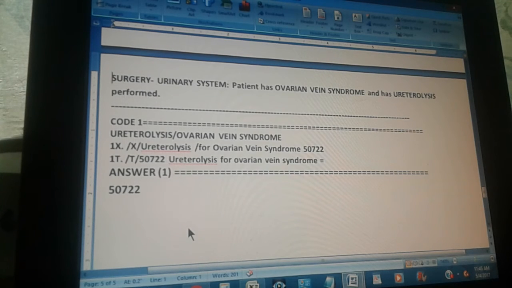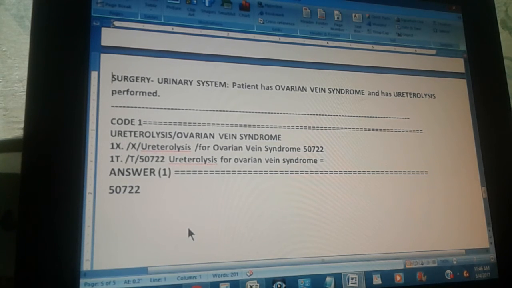And you know that the answer is 50722. So we're going to count to 3 so you can pause the video and give us the path, how we got to the answer. 1, 2, 3. Okay, this is the summary of the whole problem. It's the surgery section of the CPT book, the urinary system, and the patient has ovarian vein syndrome and has ureterolysis performed.